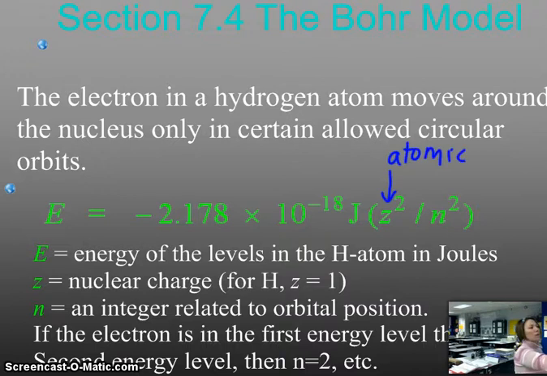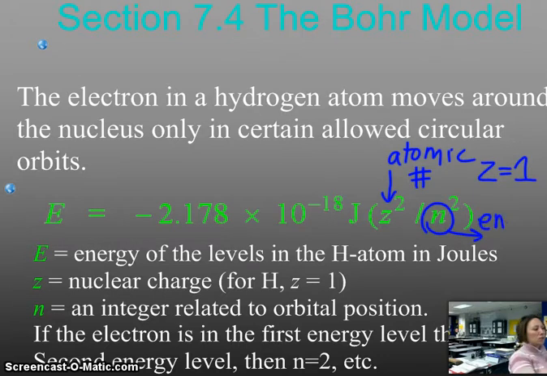And I think you have this written down. I think on your notes it says nuclear charge. Nuclear charge is the atomic number. So for hydrogen, Z will always equal 1. And n is the energy level associated with the electron. Okay? So we can actually calculate the energy associated with a particular energy level for hydrogen, where Z is 1.